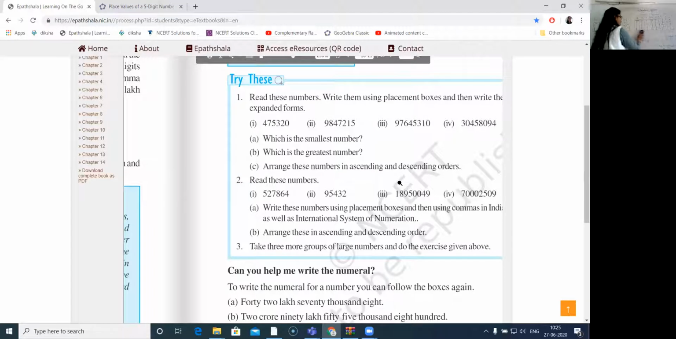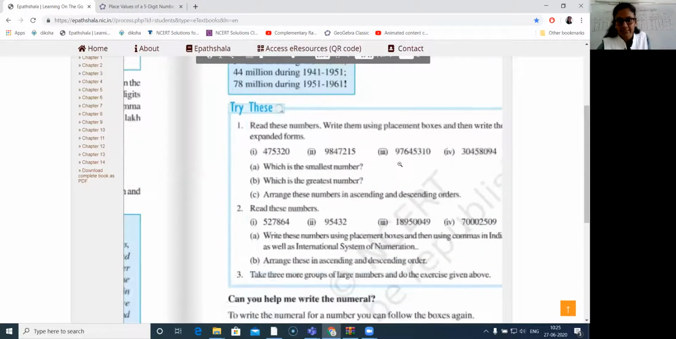number place value chart, and try to make you read the numbers in both the systems. So we will take the Try This, which says read these numbers and write them using the placement boxes and then write them in the expanded form. I'll write down the first number, which is 475320.